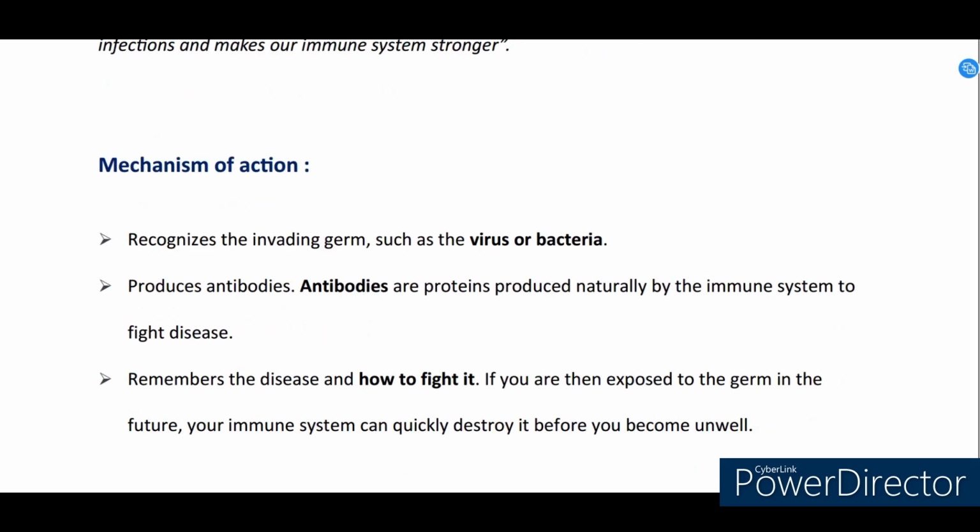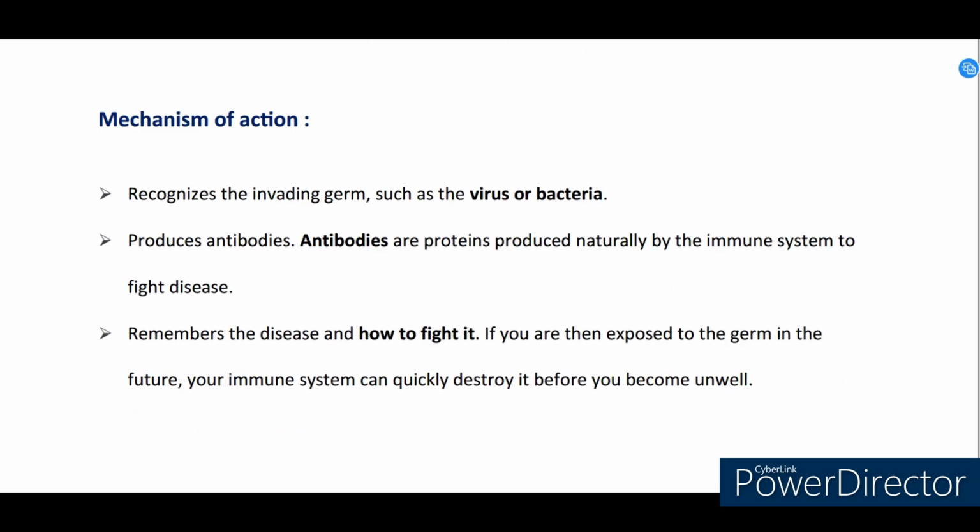Coming to the mechanism of action, initially it recognizes the invading germs such as virus or bacteria, then produces the antibodies. Antibodies are nothing but proteins produced naturally by the immune system to fight disease. And lastly, it remembers the disease and starts fighting. If you are then exposed to the germ in the future, your immune system can quickly destroy it before you become unwell.